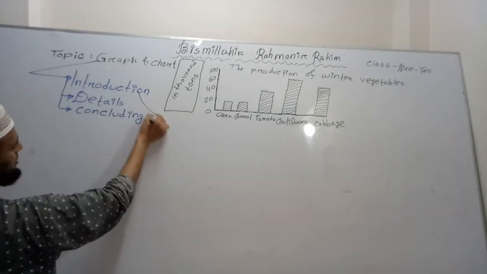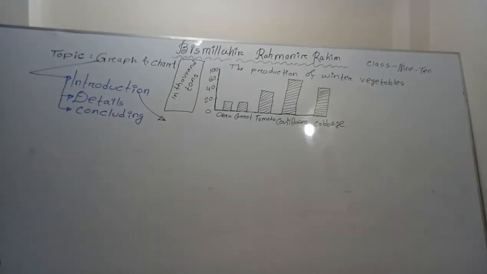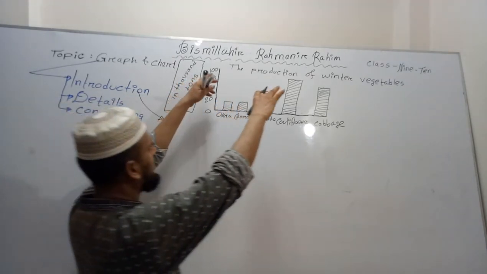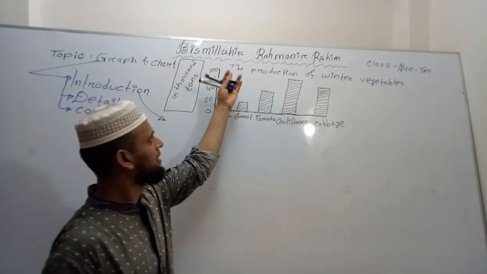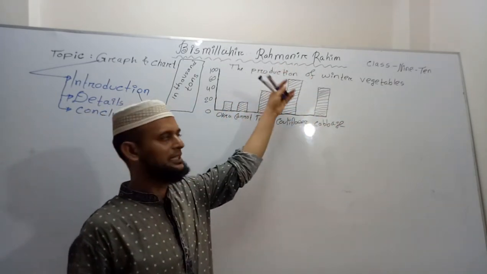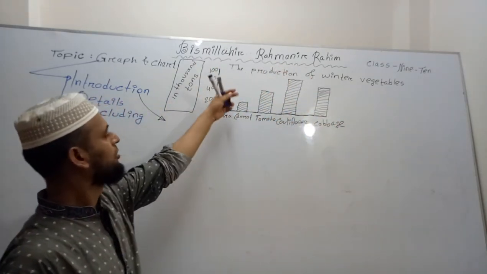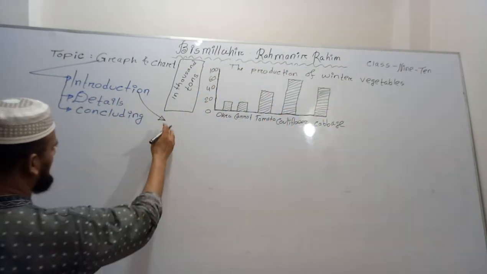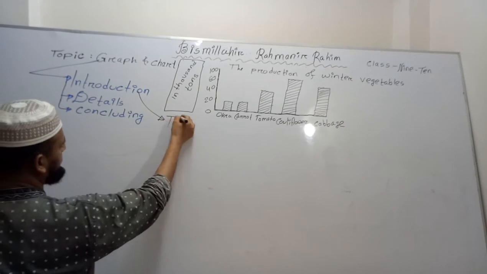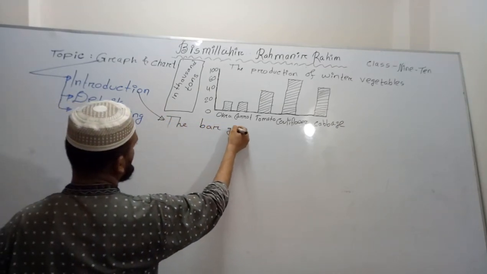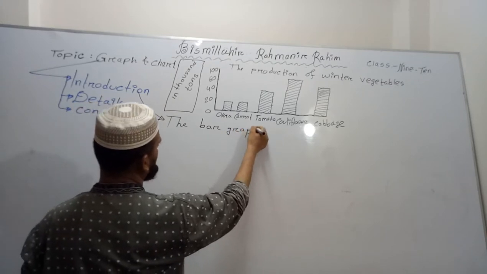Introduction. The introduction must be a meaningful sentence regarding the question. See the question: the production of vegetables. This is the question. From the question, we can see the production of vegetables. So the first line will be: the bar graph, or the graph, the bar graph.